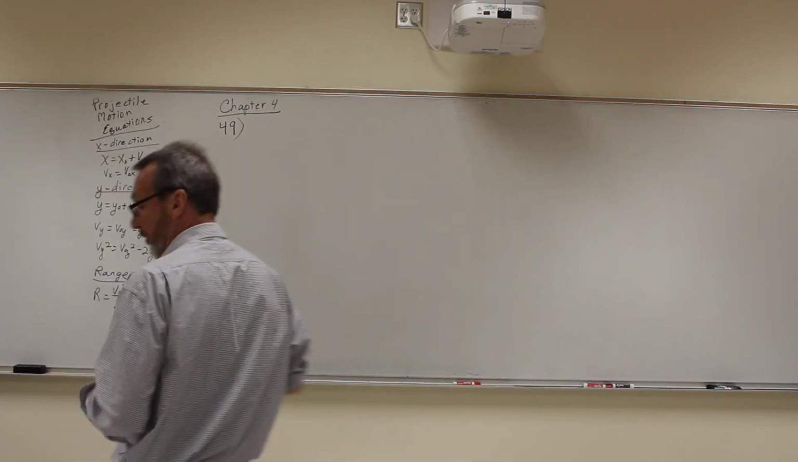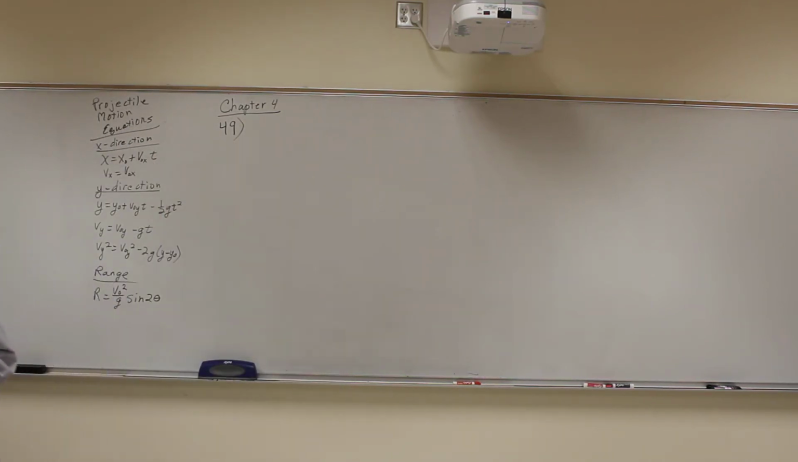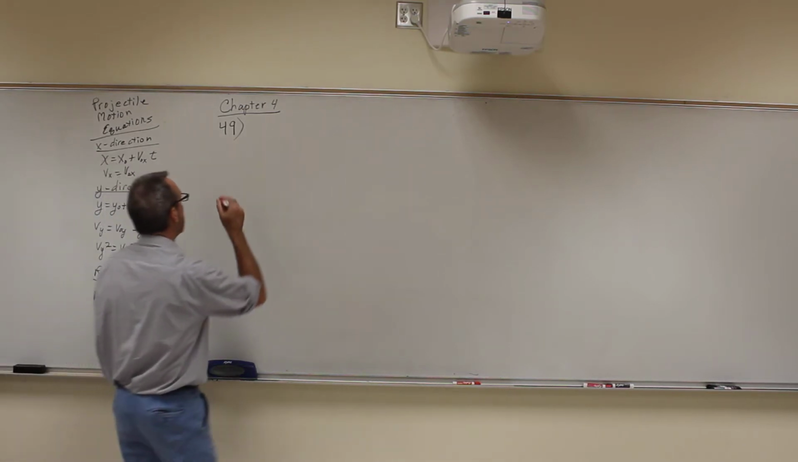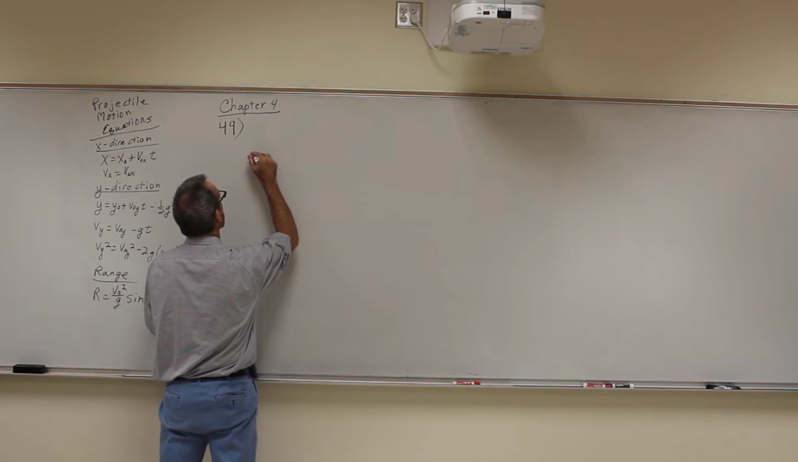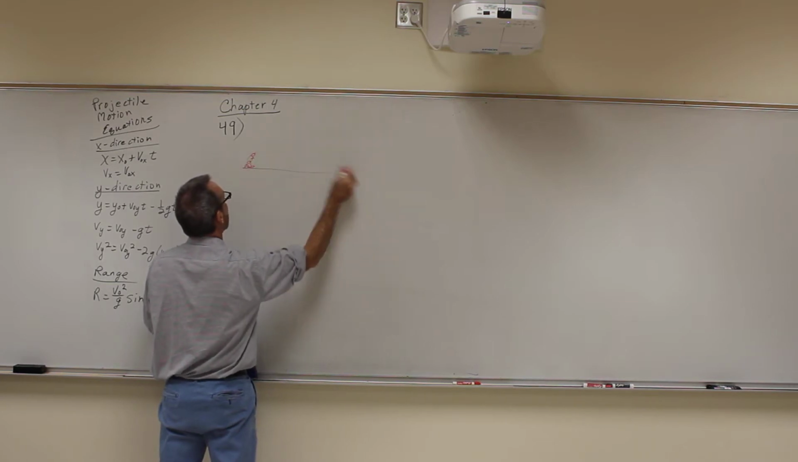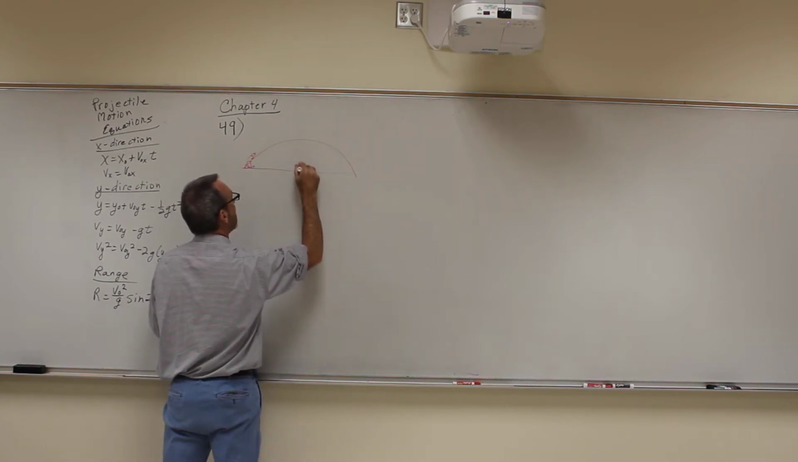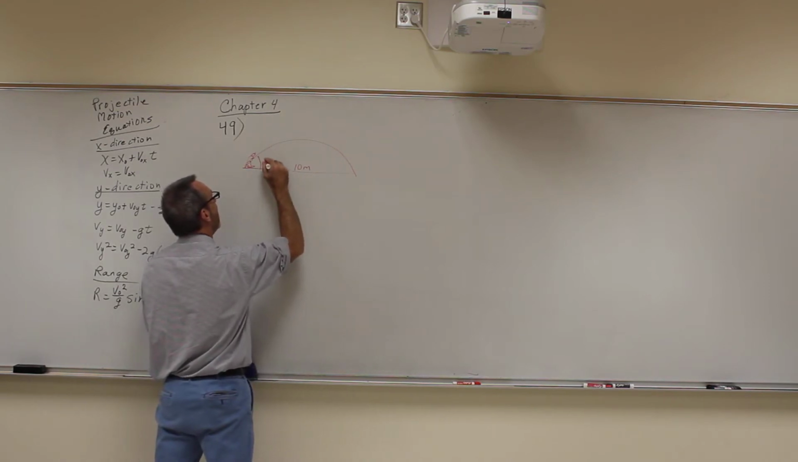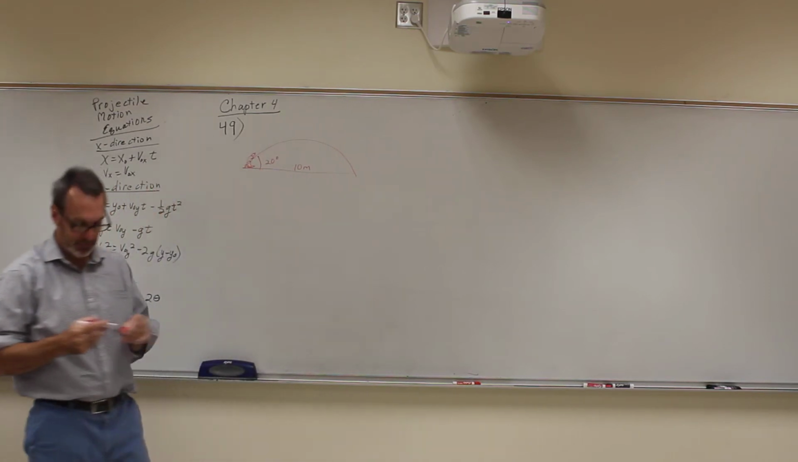All right, the next one we're going to do is number 49. 49 says, a gray kangaroo can bound across level ground with each jump carrying it 10 meters from the takeoff point. Typically, the kangaroo leaves the ground at a 20-degree angle. So we're doing a kangaroo here. So here's our kangaroo. His big legs. That is the terrible kangaroo. But it hops, and it can hop 10 meters. And it launches at an angle of 20 degrees.